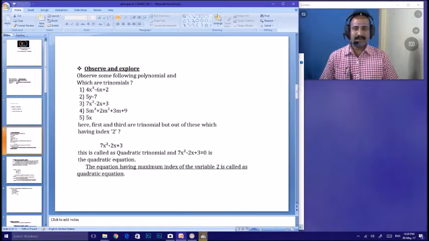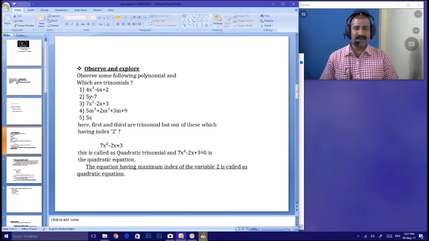Second one, 5y minus 7. Third one, 7x square minus 2x plus 3. Fourth one, 5m cube plus 2m square plus 3m plus 9. And last one is 5x. Here the first and third are the trinomials, but out of these, which has the index 2? Oh, 7x square minus 2x plus 3.